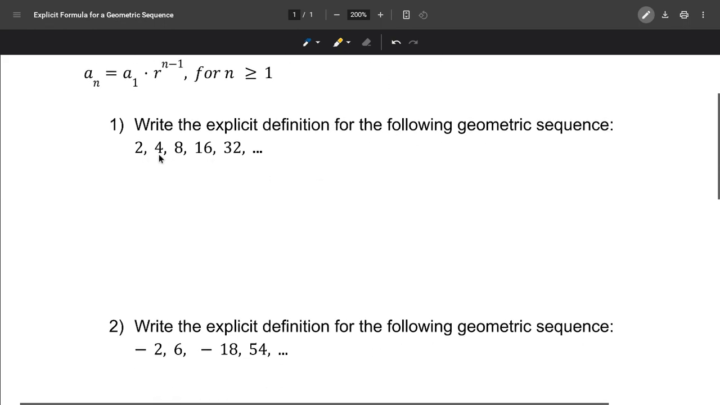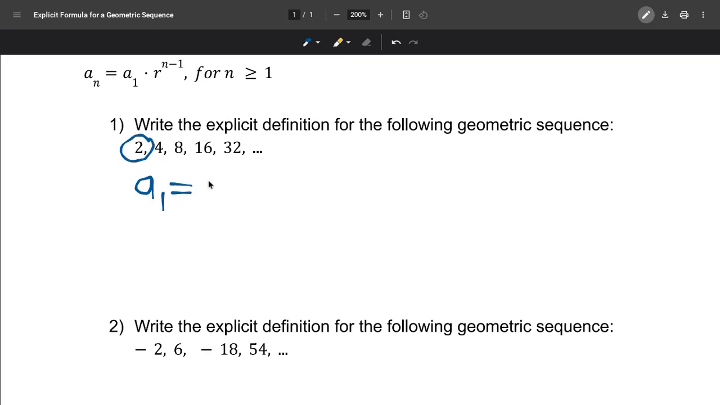We have 2, 4, 8, 16, 32. So we've got to write our first term, a sub 1. Got to figure out what that is, and that's the first term here, that's 2. We also need to know our common ratio. If we take any term here, let's say 8, and divide by the term before it, in this case 4 is right before 8. So 8 divided by 4 is 2. So the common ratio is 2.